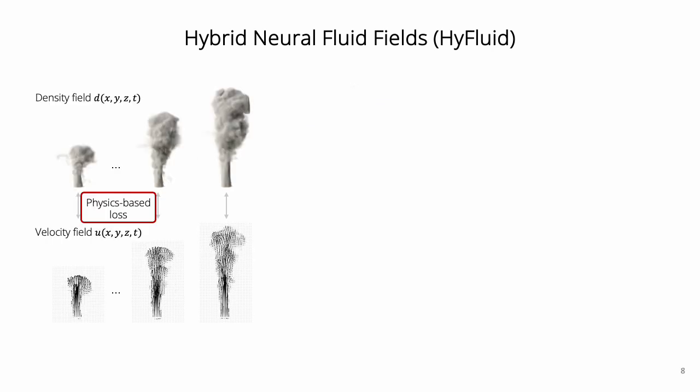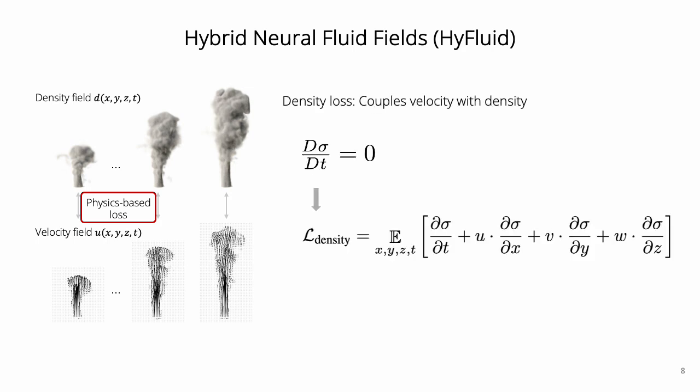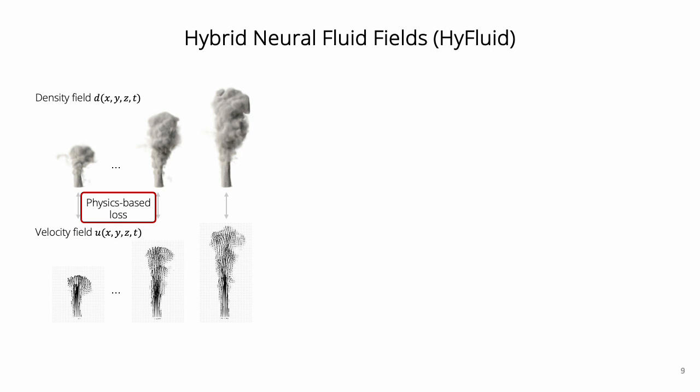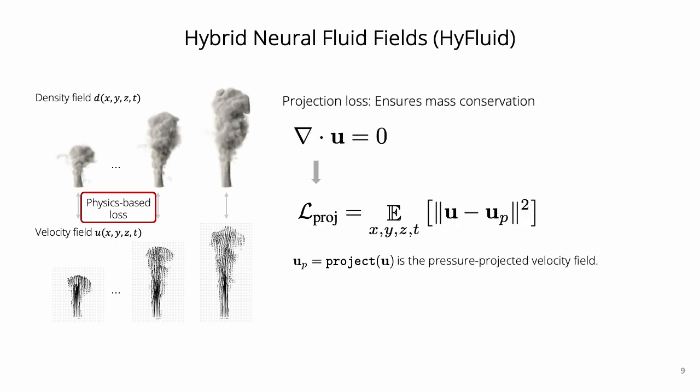Our physics-based losses include three components. The first component is the density loss, which states that the velocity field should accurately evolve the density field over time. The second component is a projection loss, which ensures mass conservation by solving for the pressure in a global space. A projection solver implements a Helmholtz decomposition by solving a global linear system for pressure and projects the velocity field to a divergence-free manifold.